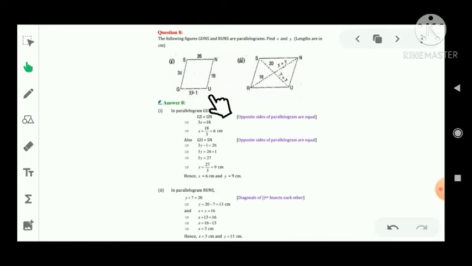Similarly students, as we know GU is equal to SN by using the property of a parallelogram, because opposite sides are equal to each other. That means what will be the equation? 3y minus 1 is equal to 26.